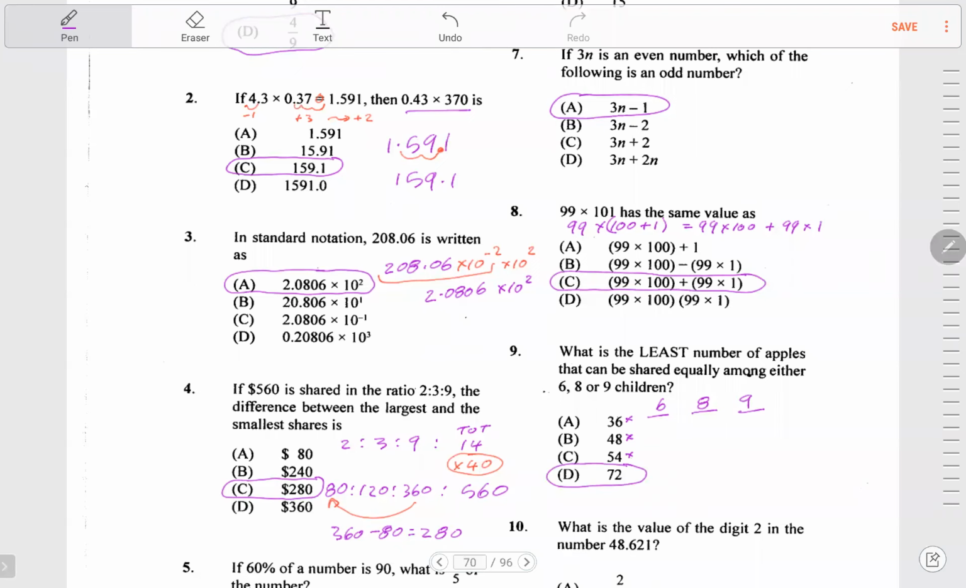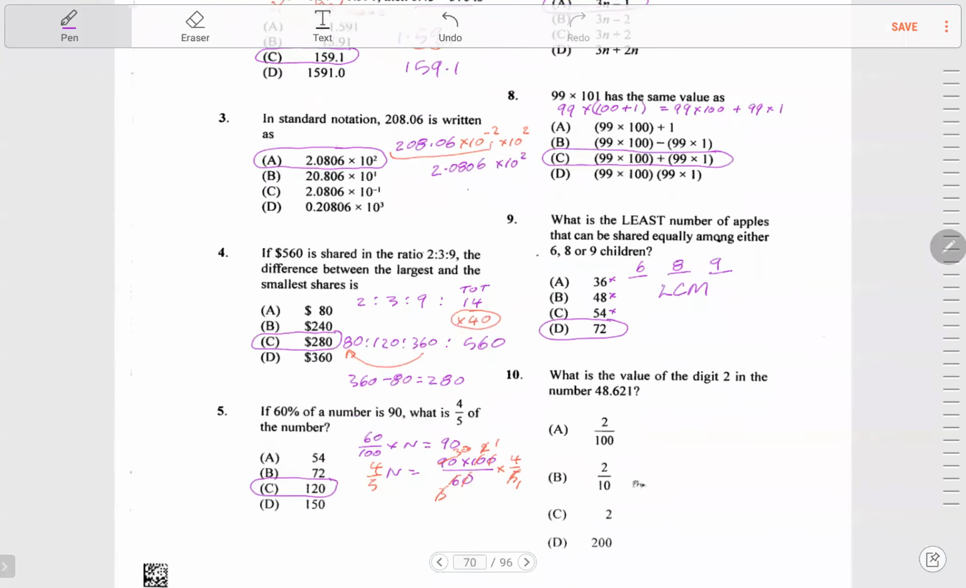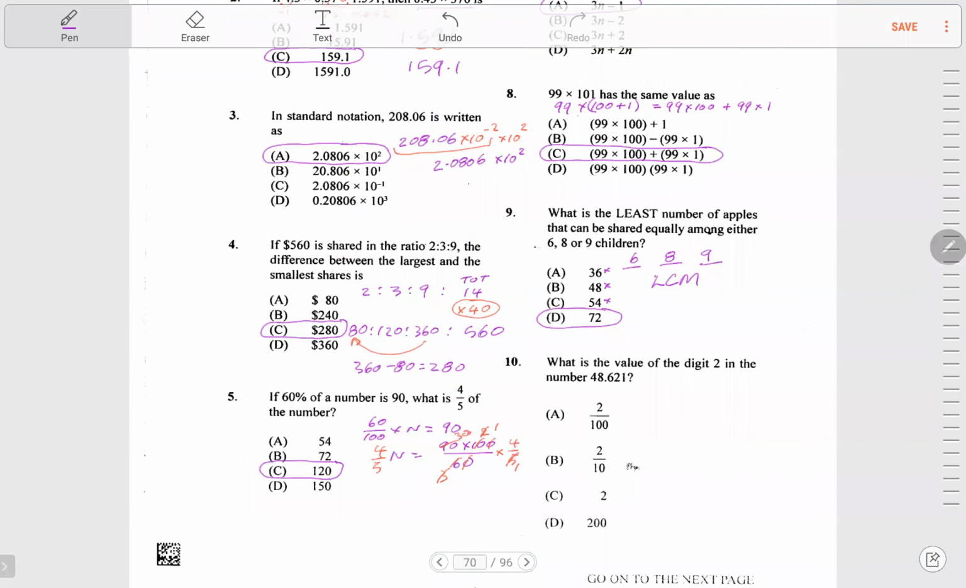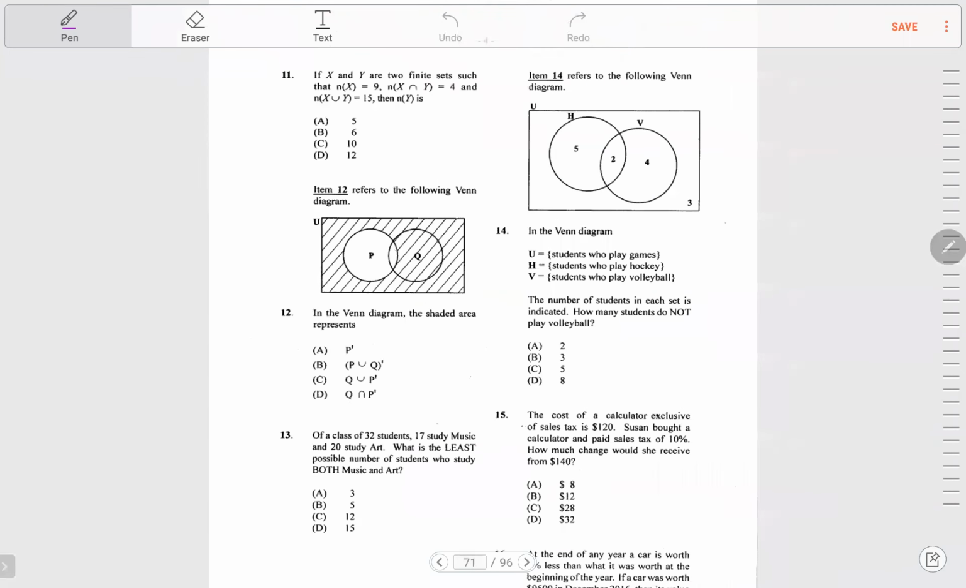All right, so we can do that. I could list out the multiples, but we can use the process of elimination. You're looking for the lowest common multiple, LCM, that's what you want. Lowest common multiple of those three values. What is the value of the digit 2? We did this question a while ago. It was 2 over 100.